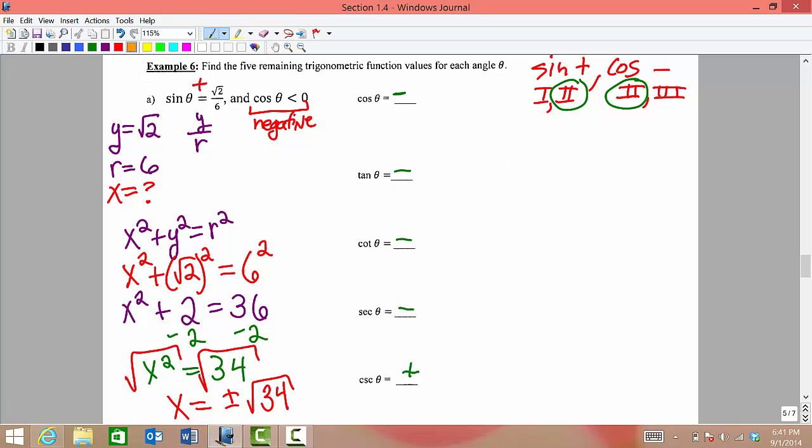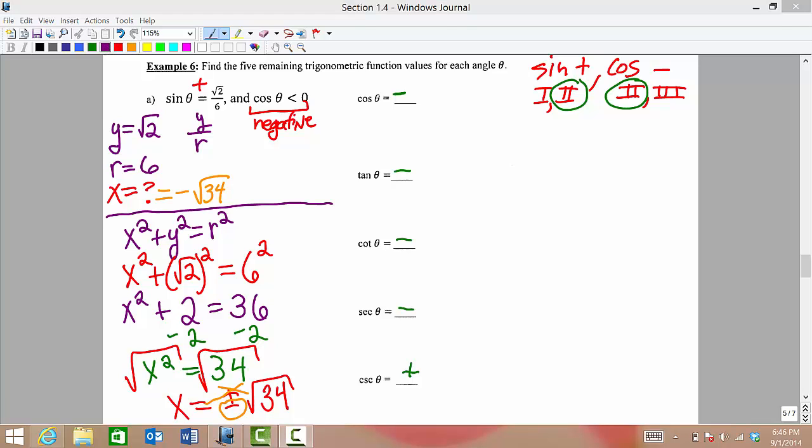Now, is it plus or is it minus? Well, we are living in quadrant 2, and in quadrant 2, x is negative. So we know that x is equal to negative square root of 34. Now that we know that x is equal to negative square root of 34, and we know the y value and we know the r value, now we can actually form the values of all of our trig functions.